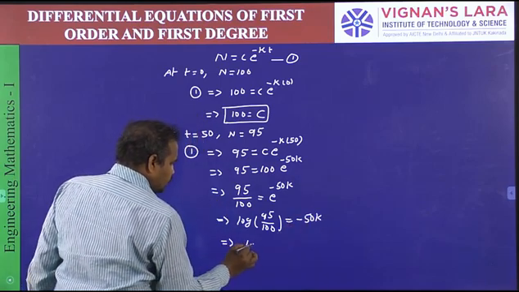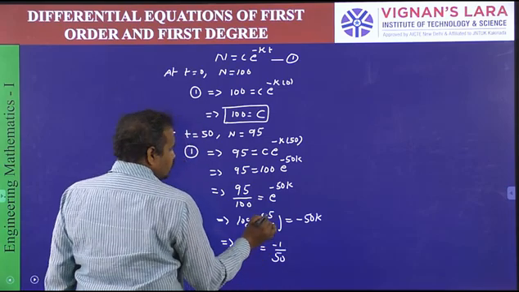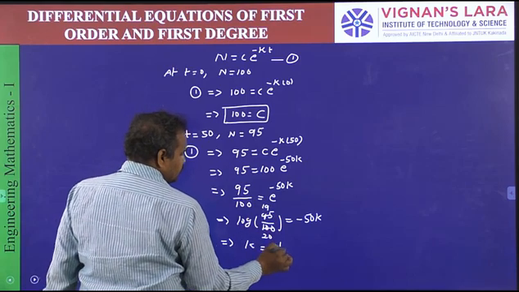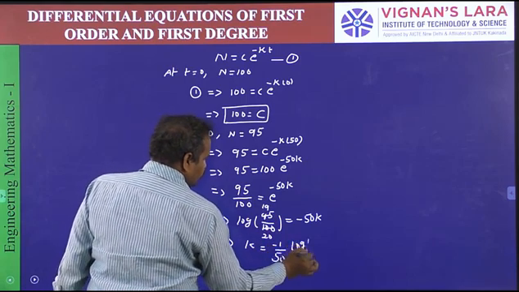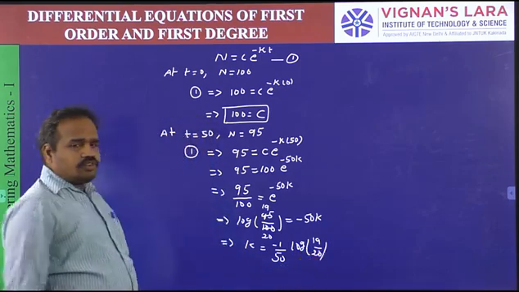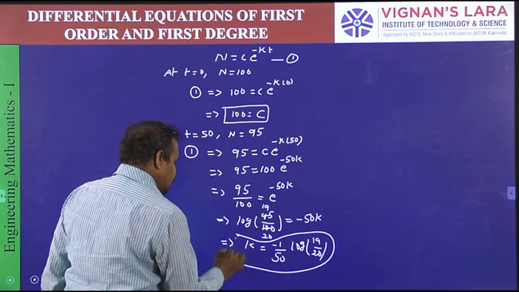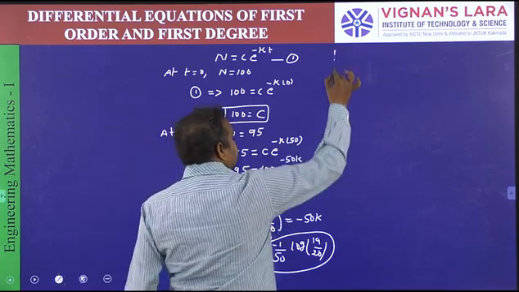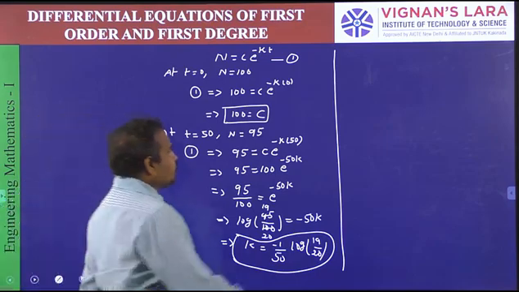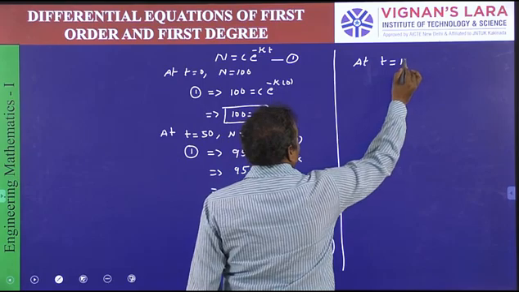So K is equal to minus 1 by 50 into log of 19 by 20, after cancelling 5 twenties and 5 nineties. This is the value of K. So by using two conditions, I evaluated two unknowns. Now we have to calculate N at T is equal to 100 years.